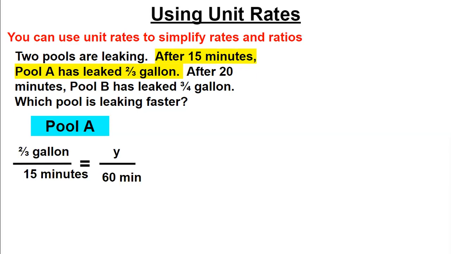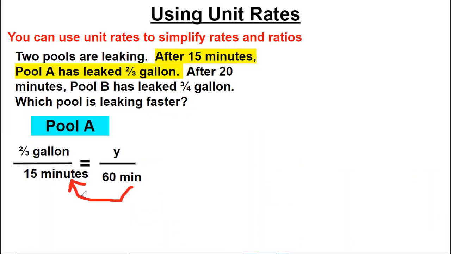Why did I use 60 minutes instead of 1 hour? Because I used minutes over here. So minutes have to match minutes. If I wanted, I could change 15 minutes into 1/4 of an hour and use that. And then I could write 1 hour over here, because then I'd have hours matching hours. So it doesn't matter either way. If you like dealing with fractions better, you could do that. I'm going to deal with minutes.